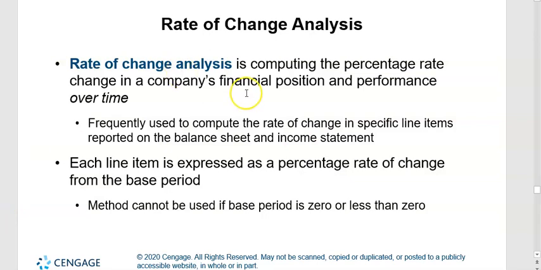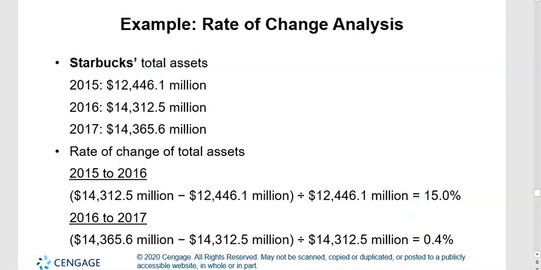Okay. Rate of change analysis is basically when you try to see if things are increasing or decreasing over time. All right, notice that you cannot do it if the base period is 0 or a negative number. You can't do the calculation. Okay, so here's Starbucks for 2015, 2016, and 2017. The rate of change in the total assets, this is for 2015 to 2016. So you do 2016 minus 2015, and then you divide by the earlier year.